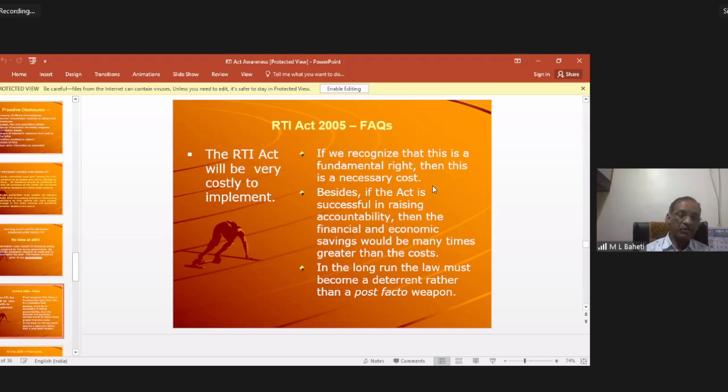Can a CA make an application on behalf of a client? No, a CA cannot apply on behalf of the assessee. An RTI application should always be moved by the assessee himself. However, a CA can represent in the course of hearing before the PIO.